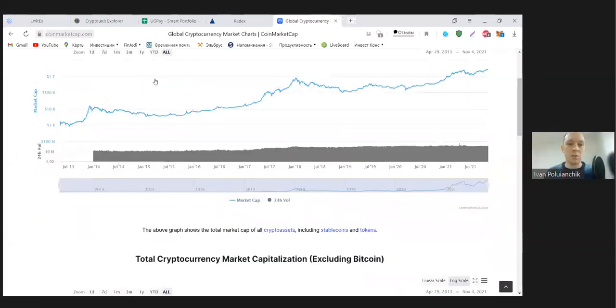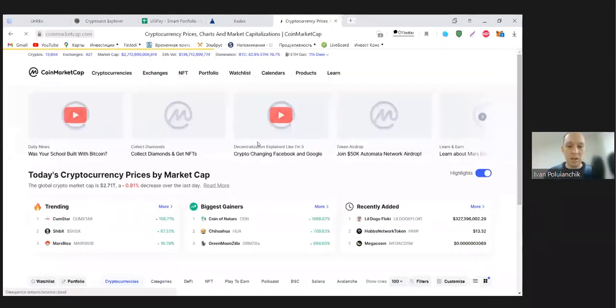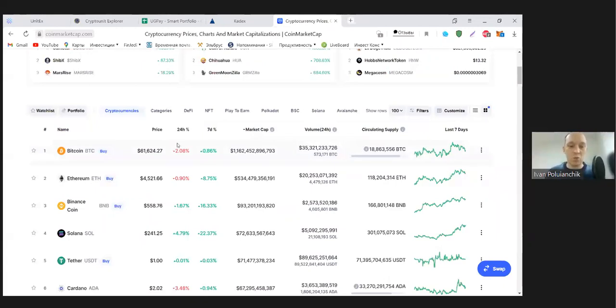Well, what else can I show you? Let's go to CoinMarketCap, where there is a chart of pricing and market capitalization. This website makes up the rating. This is the leading crypto website. It makes its rating based on capitalization. This is the indicator estimated by the number of coins multiplied by their price, and we get their capitalization.